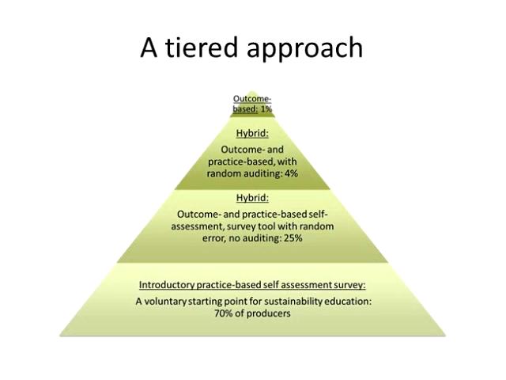The next higher tier in the hybrid approach would be an outcome and practice-based approach with random auditing. We feel that the expectation for that may be 4% of a producer population might be willing to participate in that approach, and out of that 4% of the producer population participating, maybe only 5% are audited.